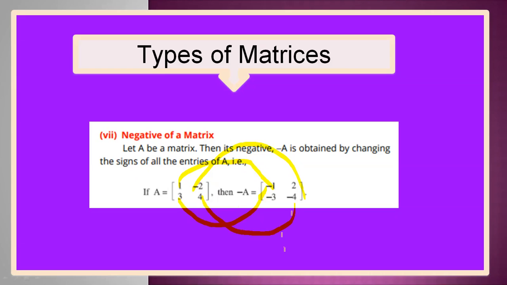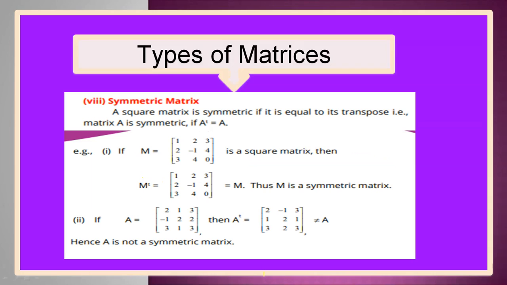Okay, and how can you show it? If it is capital letter A, then reverse of it, minus A, negative of it, change the sign. Okay, so you can get the negative of a matrix. Move on, next type, a very interesting one, that is the symmetric type. You are considering a square matrix. How should it be symmetric? If it is equal to its transpose.